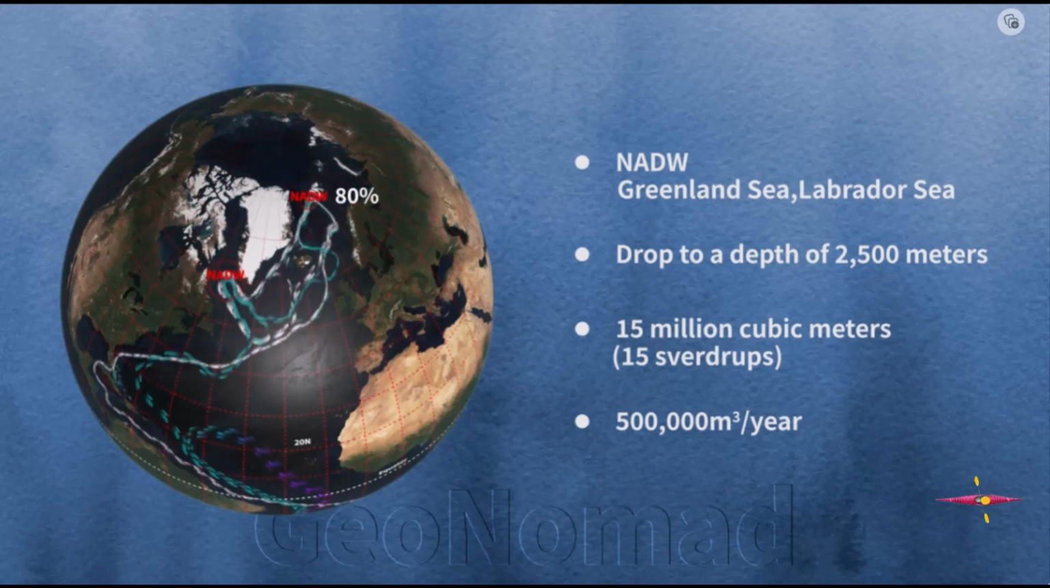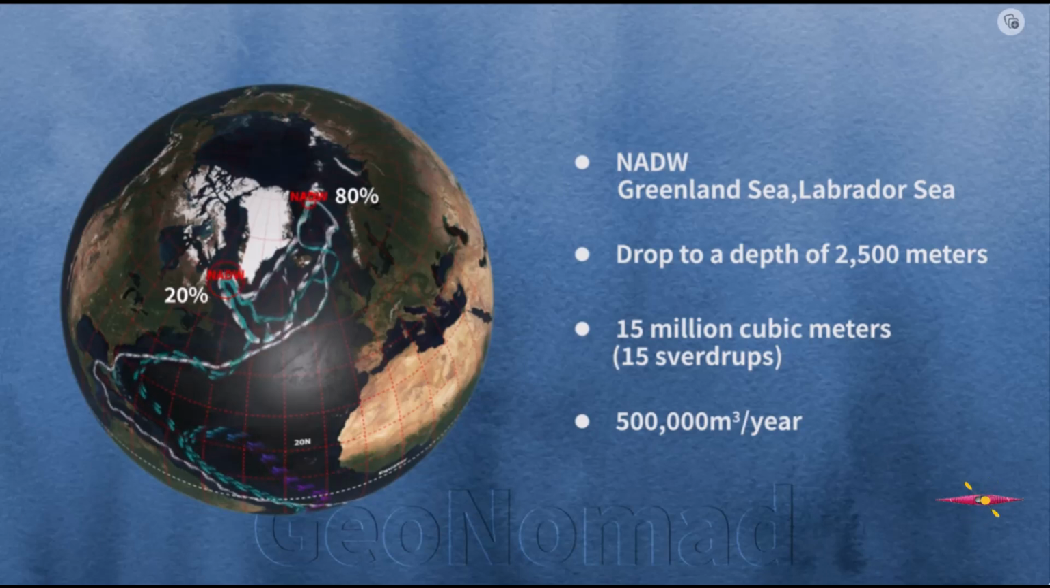Adding these two is 15 million cubic meters per second, or 15 sverdrups. This is 5 sverdrups more than the Antarctic bottom water. When converted into a total amount for 1 year, it is 500,000 cubic kilometers. Since the North Atlantic deep water is 2 kilometers thick, it can be said that the spreading area in 1 year is 500 kilometers in all directions.